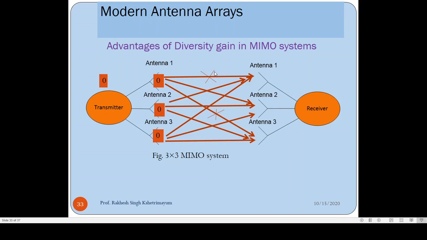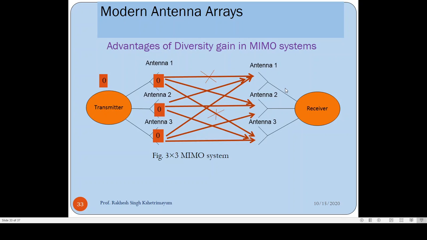The cross sign means one of the paths is blocked, so the signal won't be able to reach this antenna here. Again, this is blocked, so the signal won't be able to reach this antenna here. But now you have the remaining 7 paths where the signal can reach the antenna at the receiver. So whatever bits you have sent from the transmitter, you can decode at the receiver without any difficulty, because even if these paths are blocked, the signal has gone through the remaining 7 paths. In that case, the receiver would be able to say that 0 bits had been sent from the transmitter.